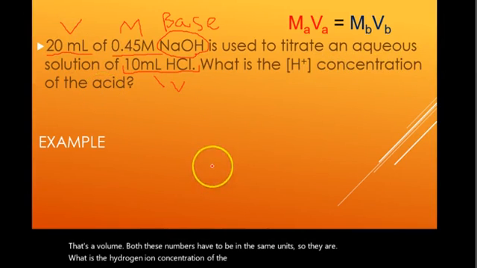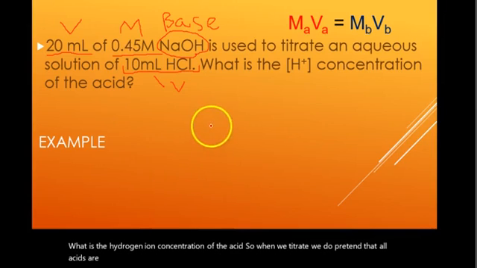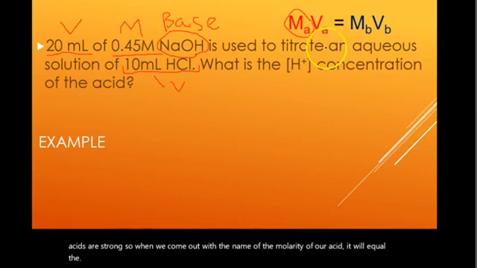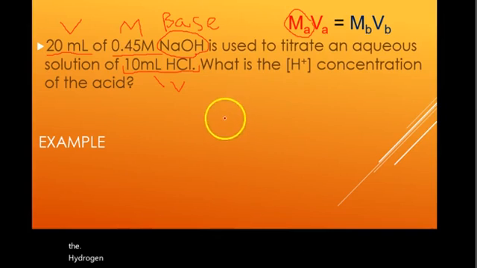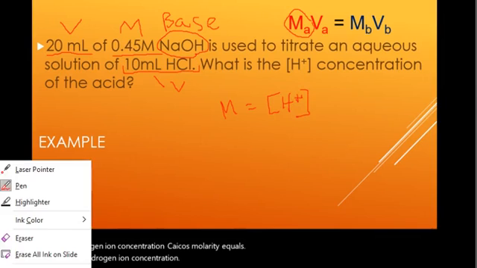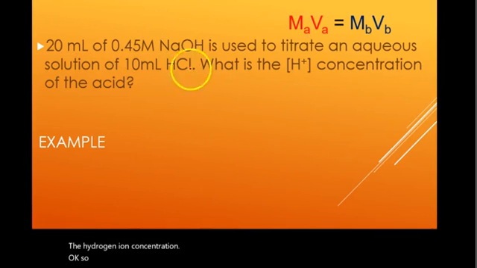So when we titrate, we do pretend that all acids are strong. So when we come out with the molarity of our acid, it will equal the hydrogen ion concentration, okay, because molarity equals the hydrogen ion concentration. Okay, so let's plug and chug here.